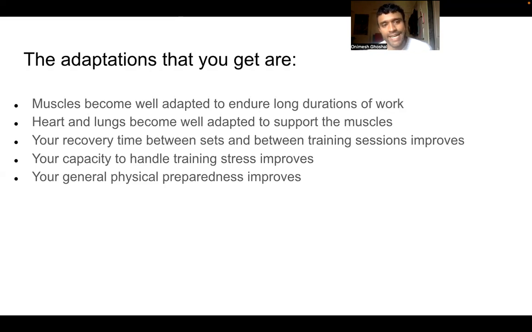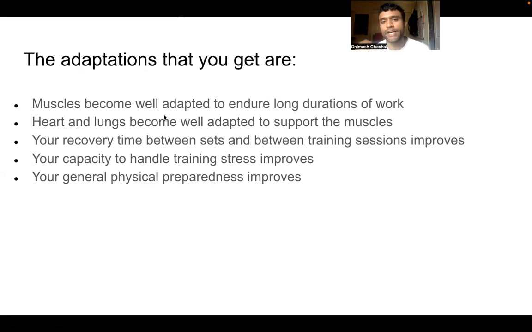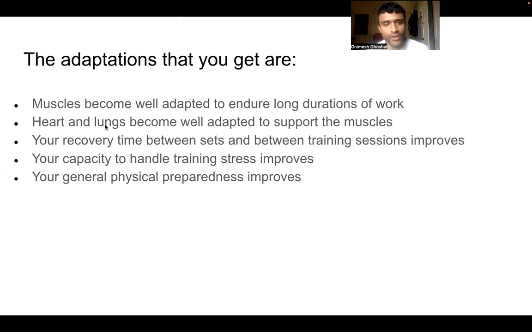The adaptations that you get from this sort of training, like we've already discussed: when you do training that is highly frequent, highly variable, low in intensity and moderate to high in volume, progressively overloading across the weeks, then your muscles become well adapted to endure long durations of work, because that is the type of work that you're doing here, right? Your heart and your lungs become well adapted to support the muscles that are doing the work. As a result of both of these things, your recovery time between sets and between training sessions improves. This is what we need. Your capacity to handle training stress improves, and as a result of all of this, your general physical preparedness improves.